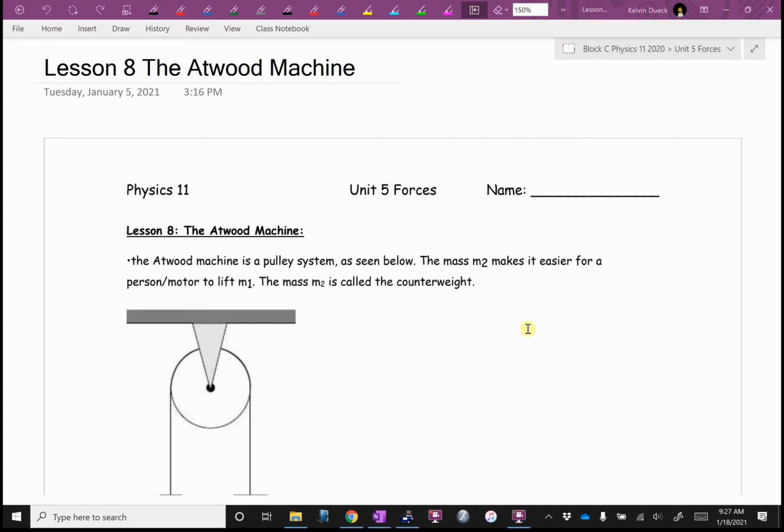And we're going to pretend that the pulley that the rope runs through has no mass and no friction, so we ignore that in our free body diagram. An Atwood machine, then, is a pulley system as seen below. The mass M2 makes it easier for a person or a motor to lift the mass M1. In fact, M2 is often called a counterweight.